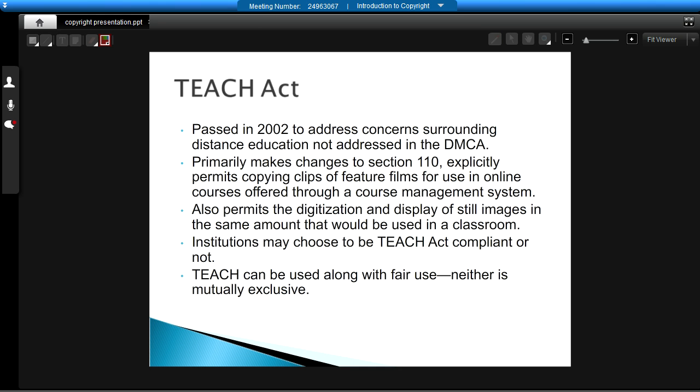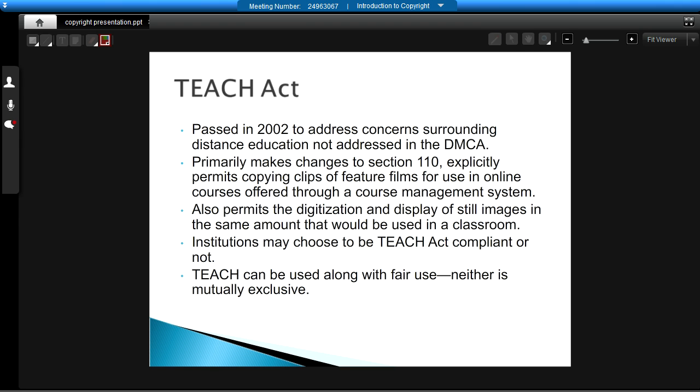It also permits you to digitize. And there are some specific examples: the feature film should already be digital in nature. You can only digitize a VHS copy, for example, if you can't already buy a digital version. This is a fairly complicated act, so this is obviously just a distillation.